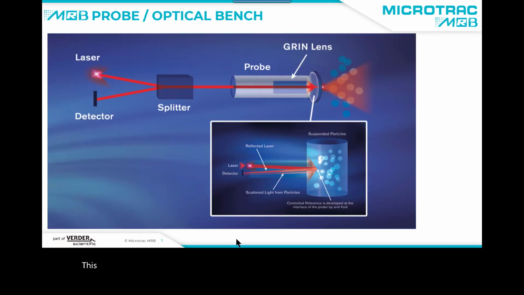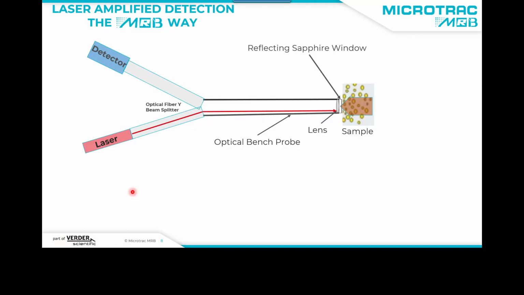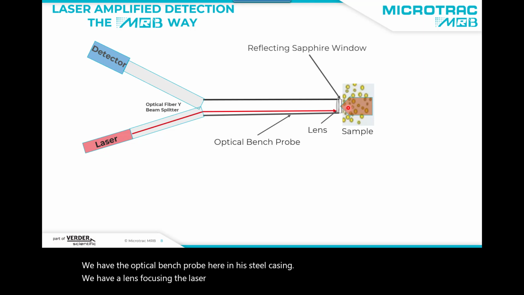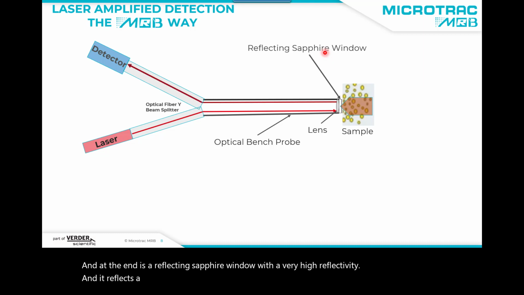This is an artist's conception of our optical probe, and it's missing a key point here, and that's the laser reference beam shown right here. This is my artist's rendition of our optical probe. We have the optical bench probe here in a steel casing. We have a lens focusing the laser beam directly onto a small volume of sample right at the interface of the probe tip. And at the end is a reflecting sapphire window with a very high reflectivity, and it reflects a portion of the laser beam back to this detector.